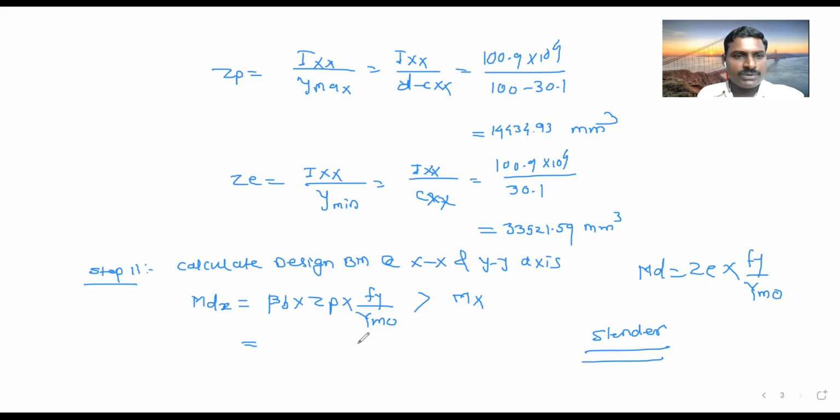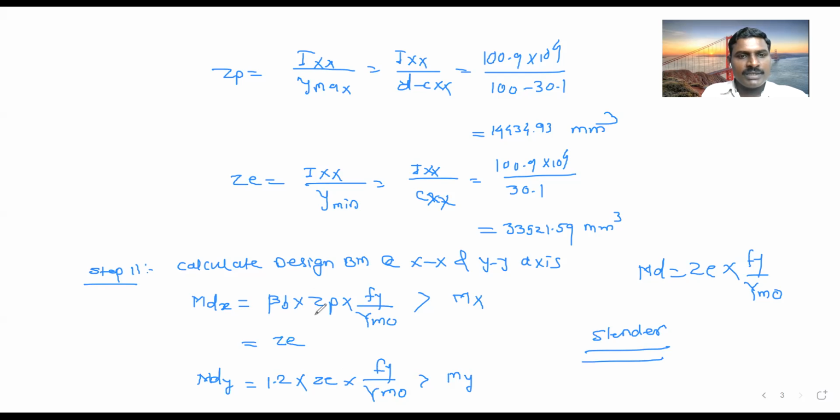So here we have used, just a minute, beta b. So what is the formula for MDY? I think 1.2 into ZE into Fy divided by gamma m naught. Is this formula for MDY? Yes, sir. So you can use this formula here.